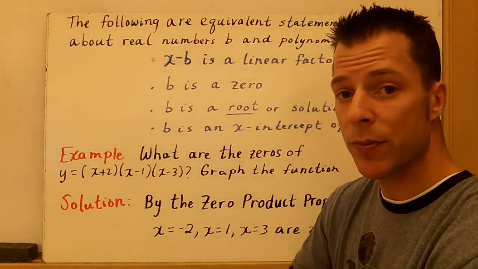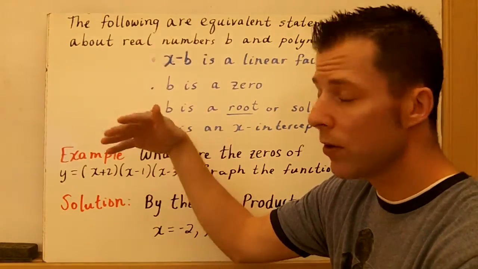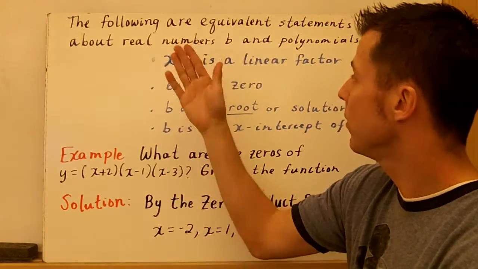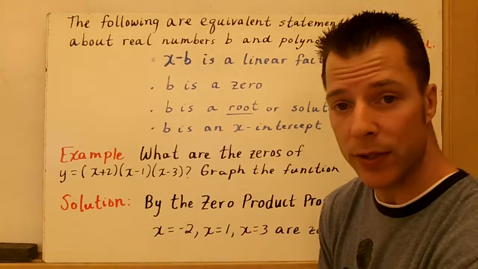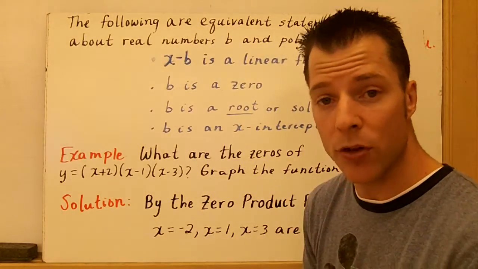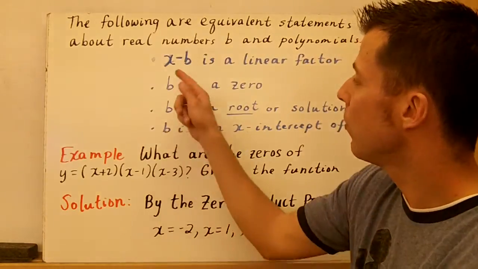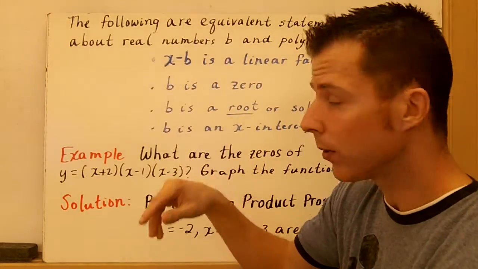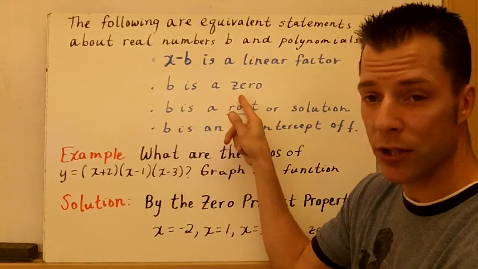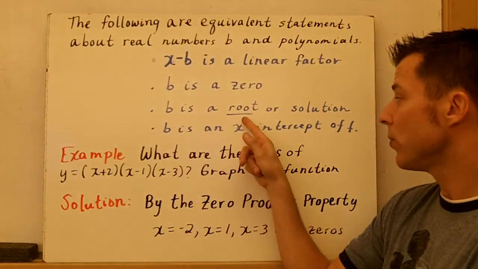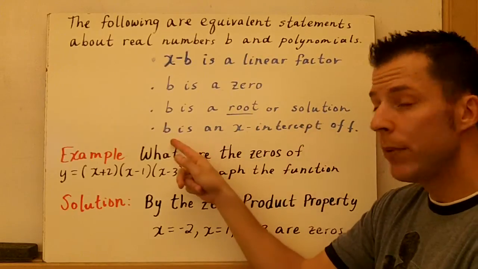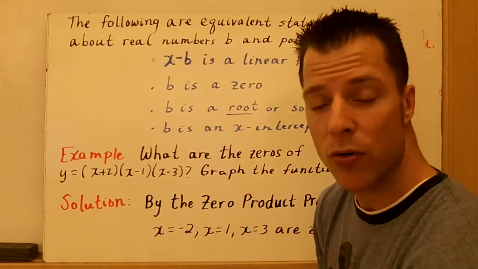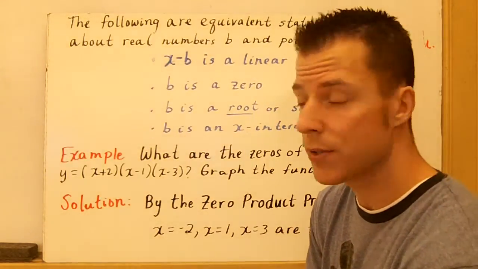Now, we've talked about this before, especially with quadratics, but the following bullet points are all equivalent statements about real numbers b and the polynomial. Quadratics are polynomials, so a lot of these you've already heard. Number 1, x minus b is a linear factor, that x is to the first power. b is also called a zero. It's also called a root or a solution. And b is also an x-intercept of your function. These are all equivalent statements, and you need to know those.